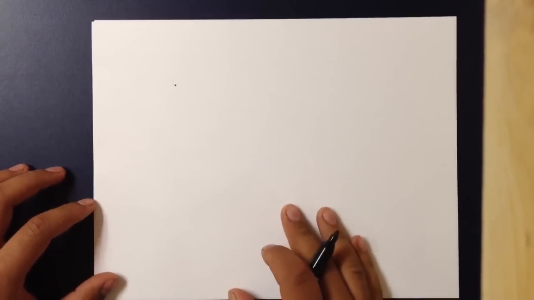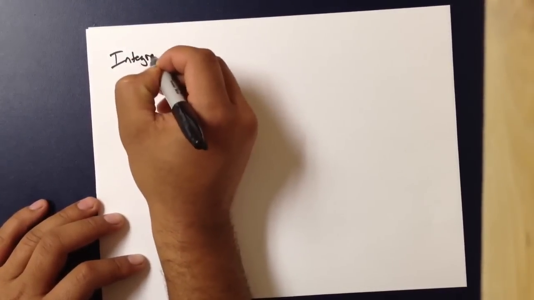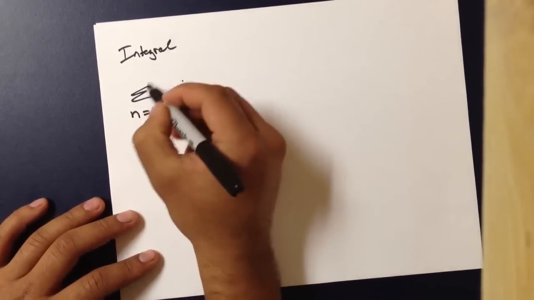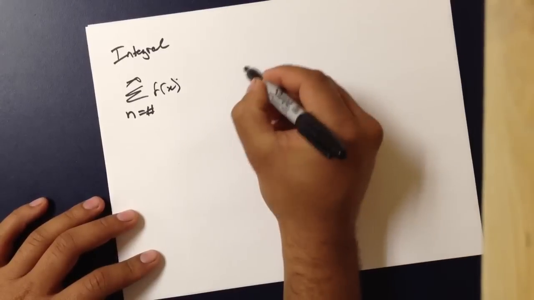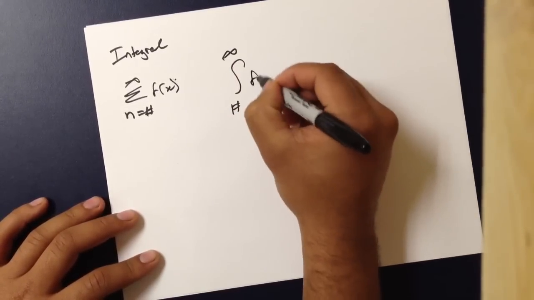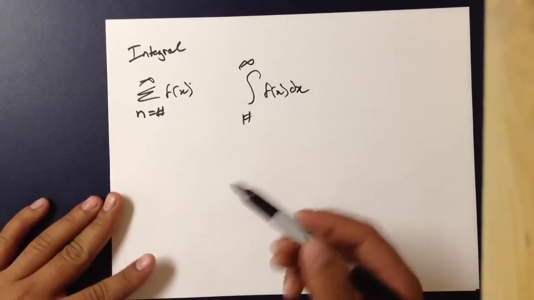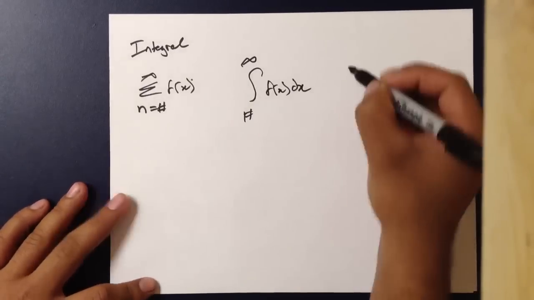Now, the last two tests are even more simple. The integral test, which basically, you have a summation, a series of a function. You can turn that into an integral from the number to infinity. Now, this is an improper integral, so to solve it, you'd have to set it up as a limit.